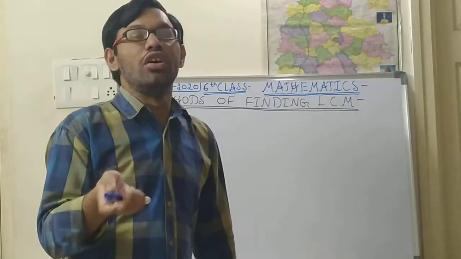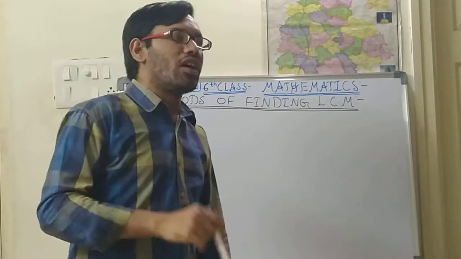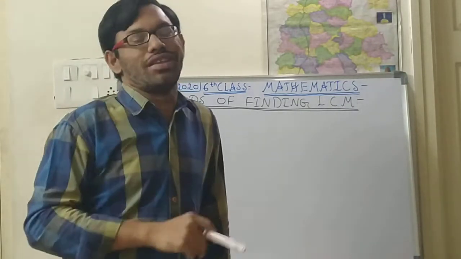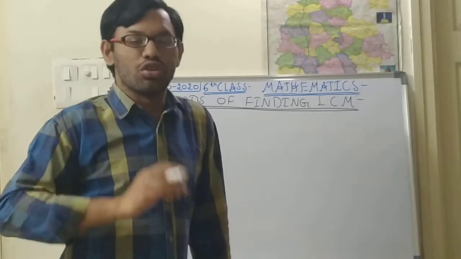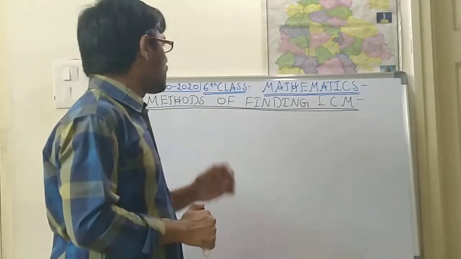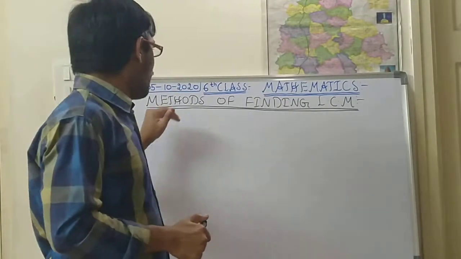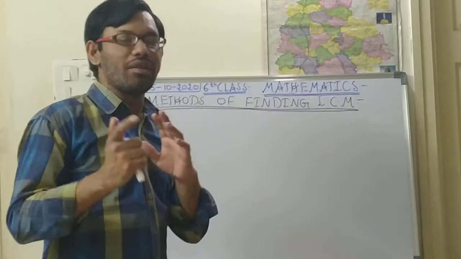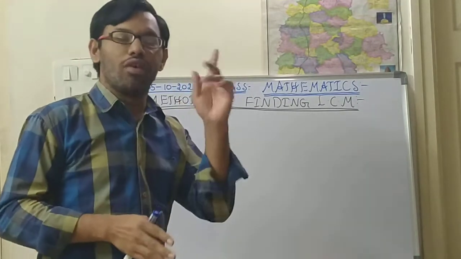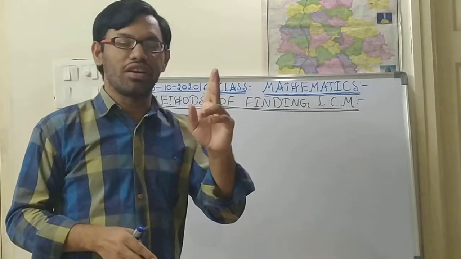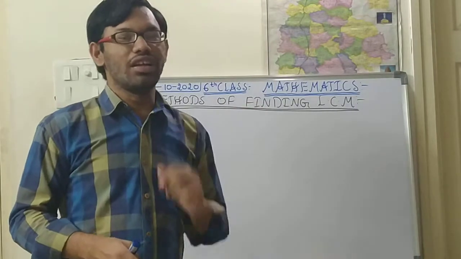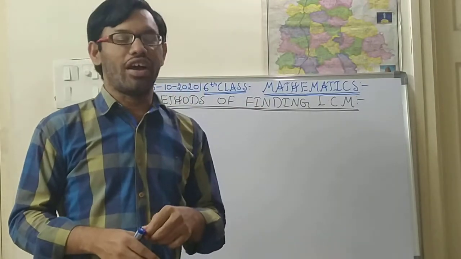For that purpose, mathematicians have invented two methods, and we shall discuss them in today's class. Just like HCF, there are two methods to find LCM. For HCF, one is the prime factorization method and the other is the continued division method. I think you have understood. So in LCM also there are two methods.